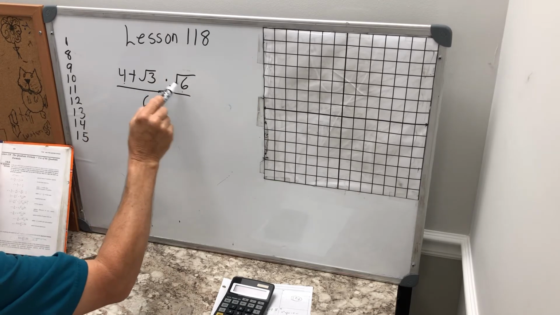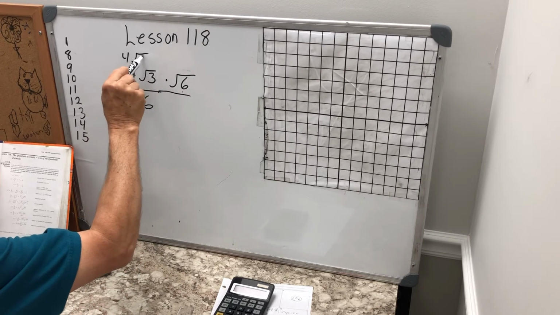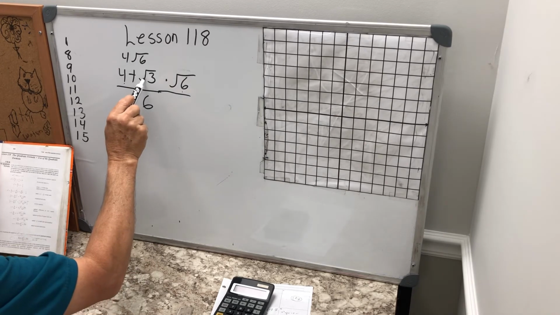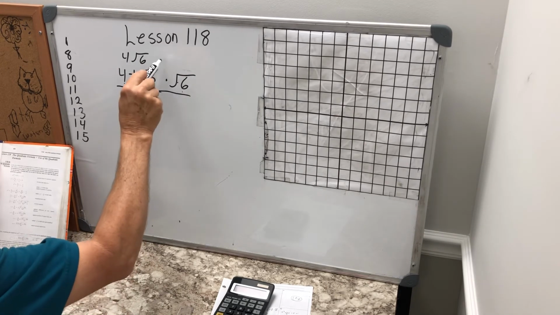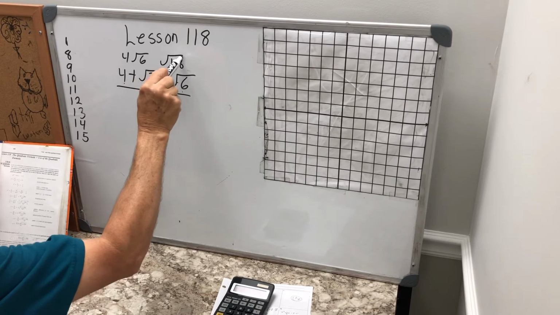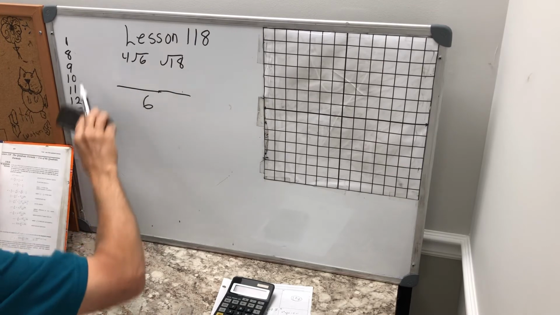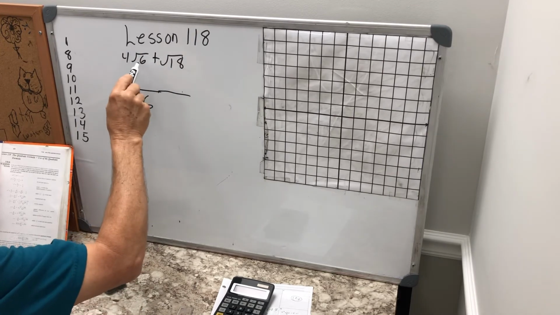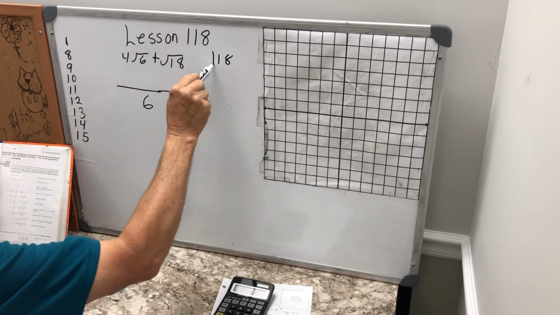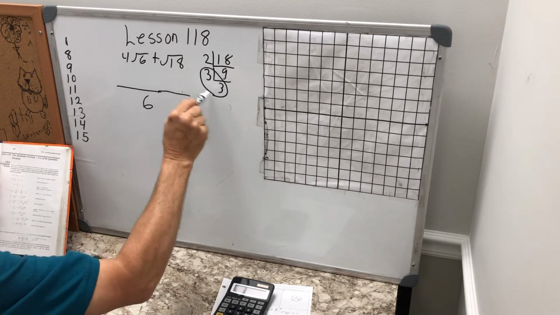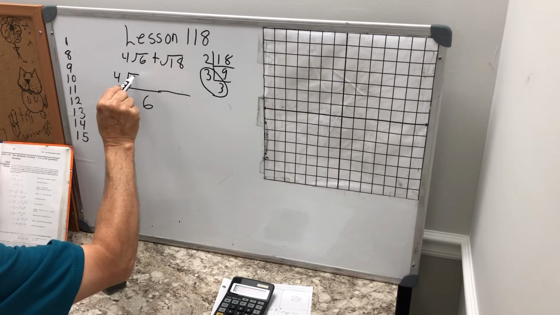4 times the square root of 6 is 4 square root of 6. Is that correct? And now the square root of 3 times the square root of 6 is the square root of 18. Continue to erase as we simplify. 6 cannot be reduced, but I believe 18 can. 2, 9, 3, and 3. That is going to be 4 square root of 6.